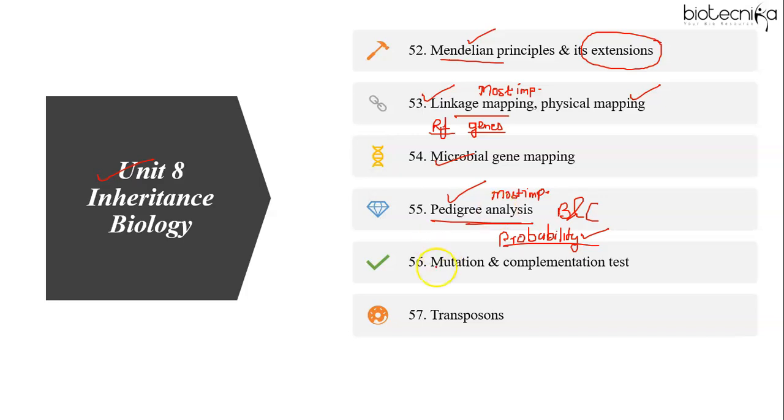Then transposons also have questions asked. Now, transposons you study in Unit 3 also. So this topic is common with Unit 3. If you are studying it in Unit 3, you can skip it from here.